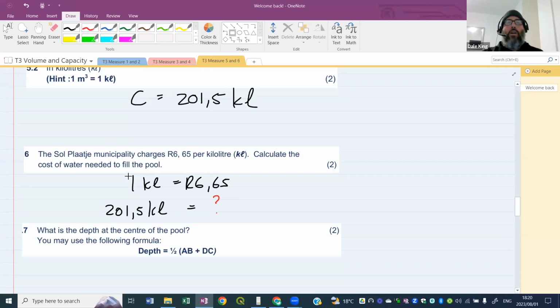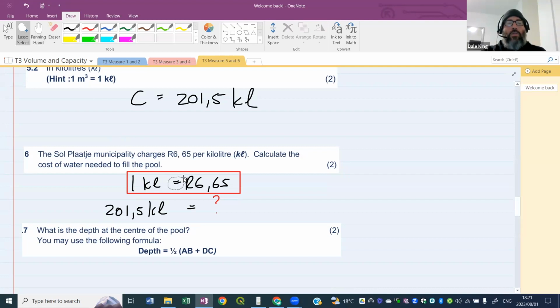Stay on the line with me. Well, stay on the line like it's on a telephone line. Stay with me. There's a relationship here. 1 kiloliter equals 6.65 Rand. So that's the relationship. Okay. So when you have numbers that are in relationship like this, like it's boyfriend and girlfriend, they're married or something, in relationship.